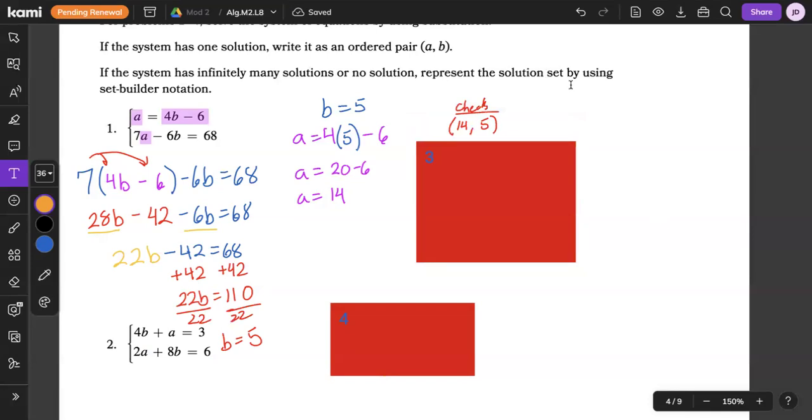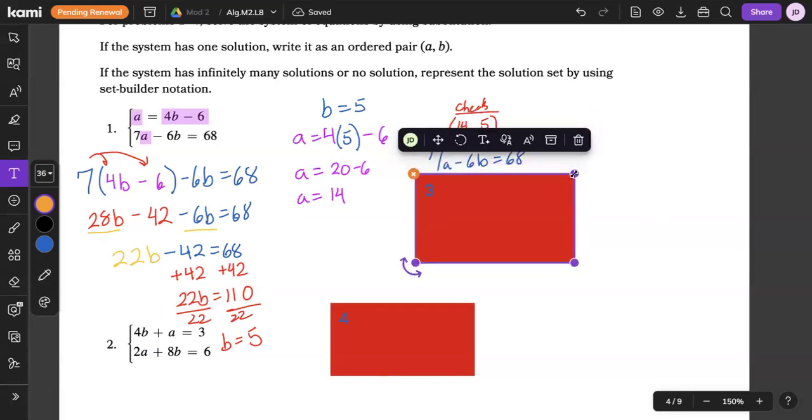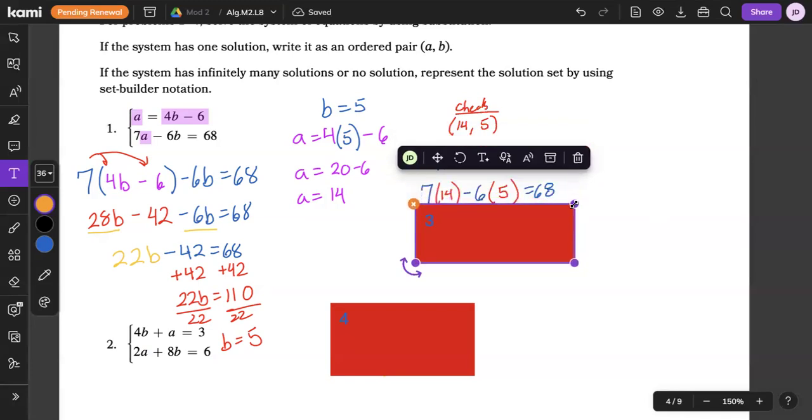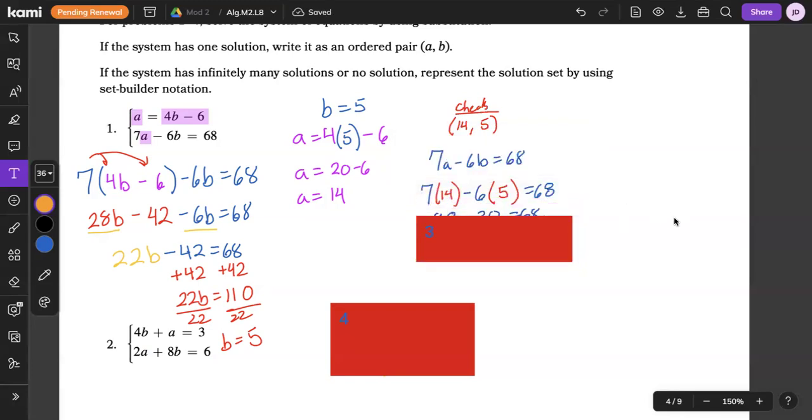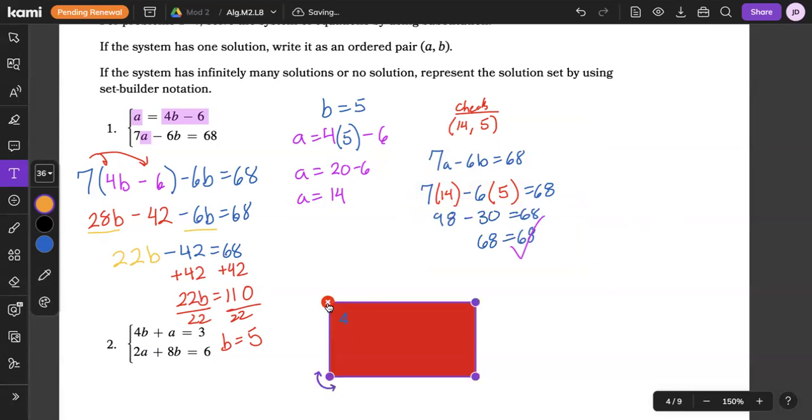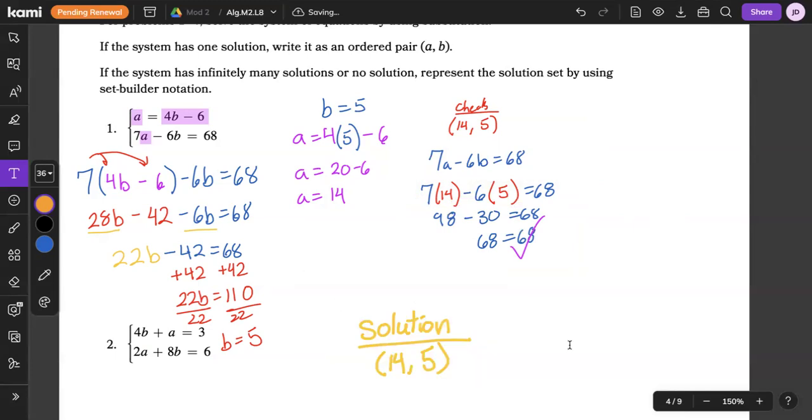So I'm going to go back to that second equation, 7a minus 6b equals 68, and plug our two numbers in, which is 7 times 14 minus 6 times 5 equals 68. And when you work through that, you do get 68 equals 68. So that means our solution for number 1 is in fact 14, 5.